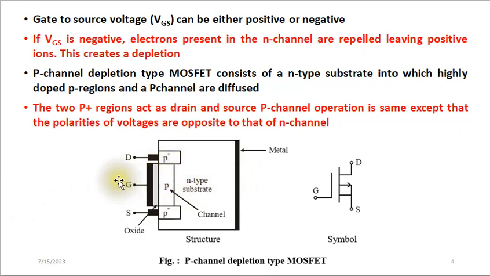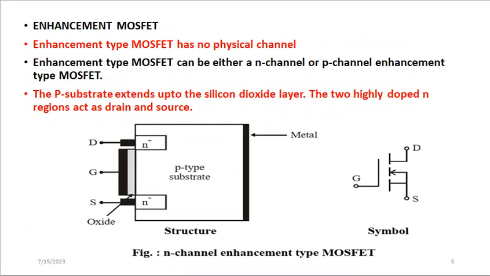If you apply a positive voltage here, it will be pushing away holes and attracting electrons, then it will cancel or eliminate this P channel gradually. That is depletion mode of operation. That is with respect to the depletion type, where the channel exists physically.